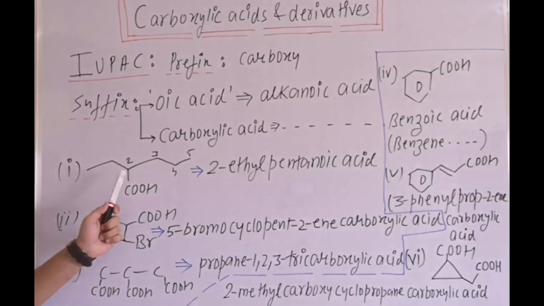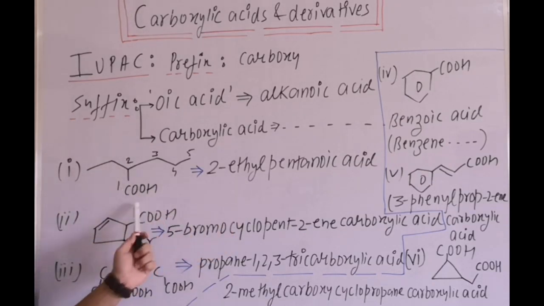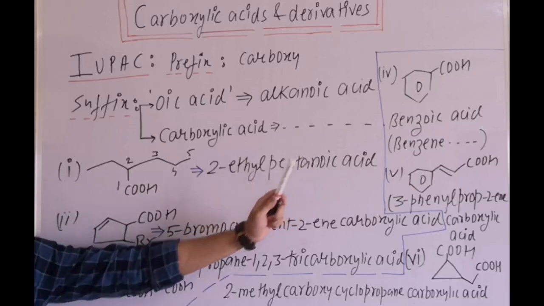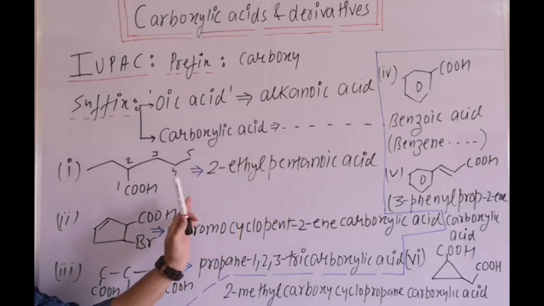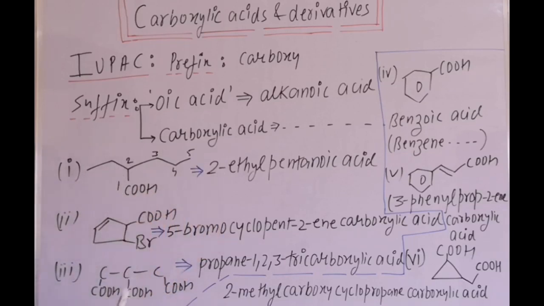Now here at second position, ethyl group. 2 ethyl, the parent chain contains 5 carbons, pentane, oic acid. No need to mention 1 for oic acid. Why? Because the carboxylic group carbon will get the first number in an open chain structure.